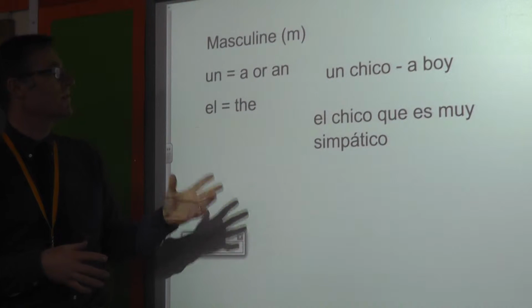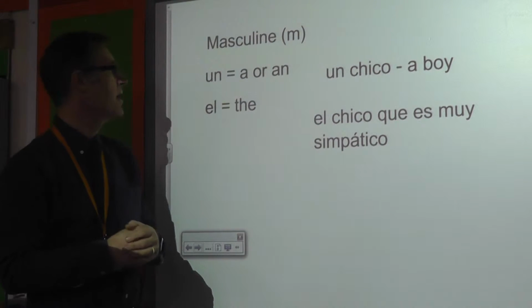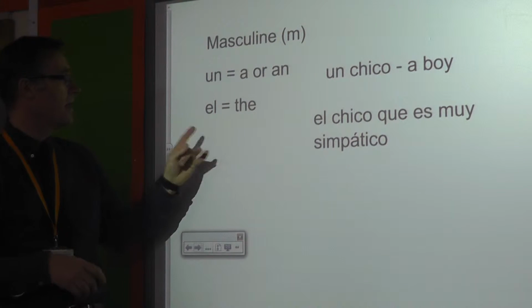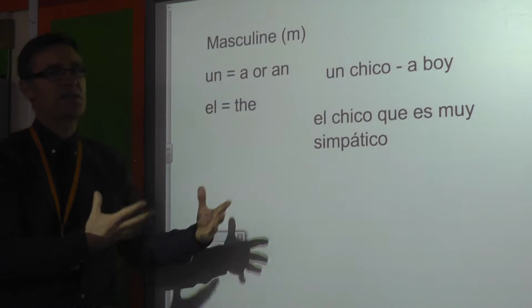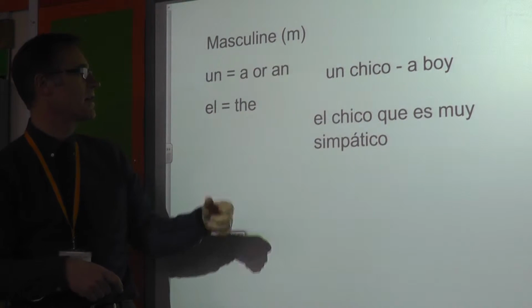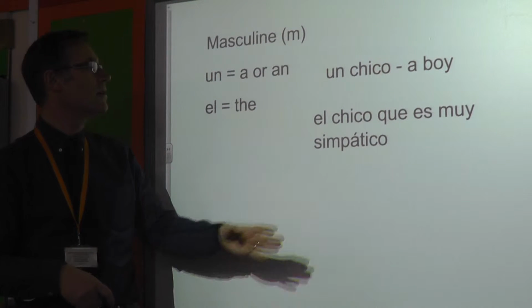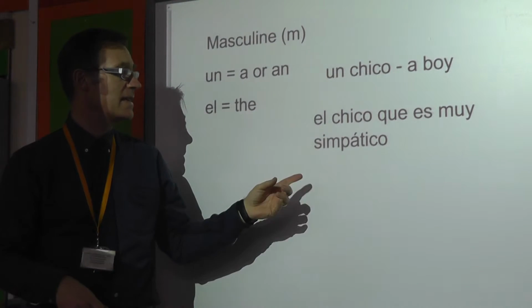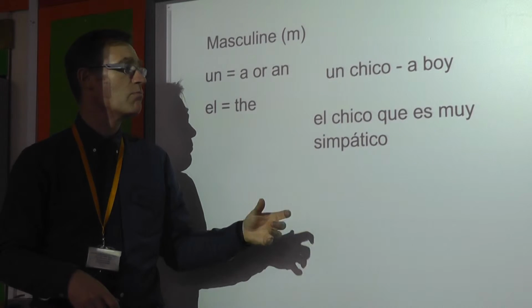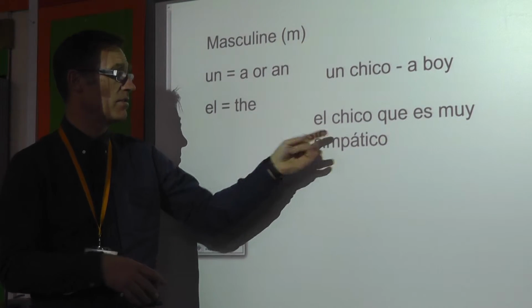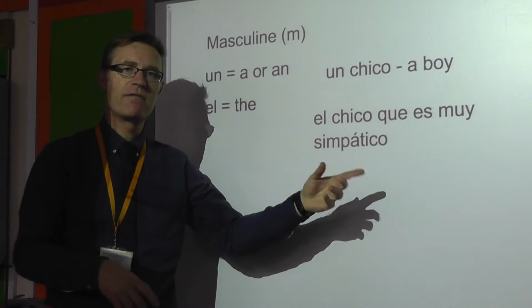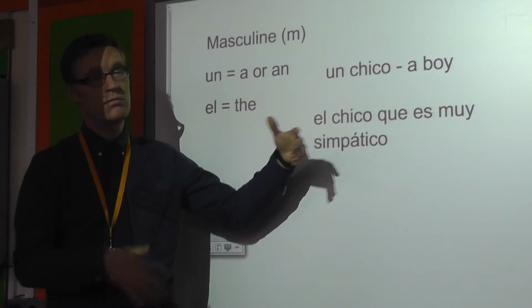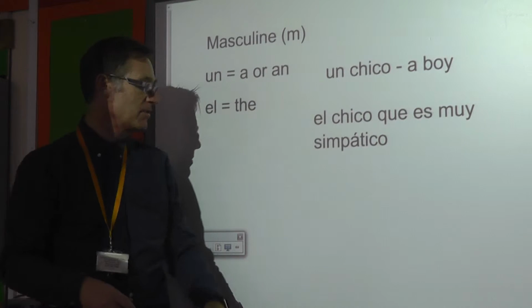So masculine, with our N there, un is a or an, and el is the. So there's a little bit of a difference between our indirect and direct. Un chico, a boy, non-specific. El chico, que es muy simpático. So this boy actually is the boy. Ah, that's the one, yeah, that really friendly lad. Okay, el chico, que es muy simpático. Which is just un chico, just a boy. We're not saying much about him.